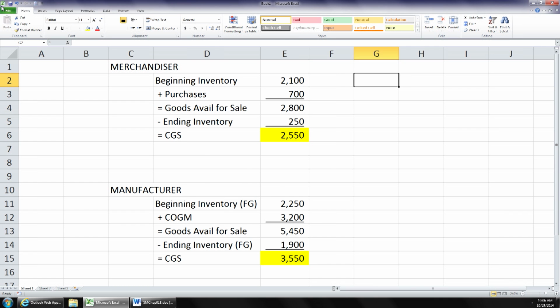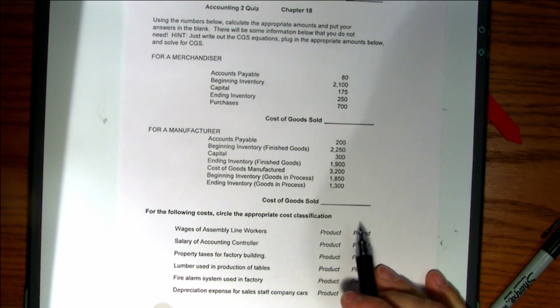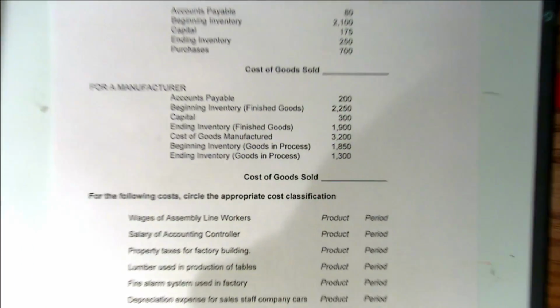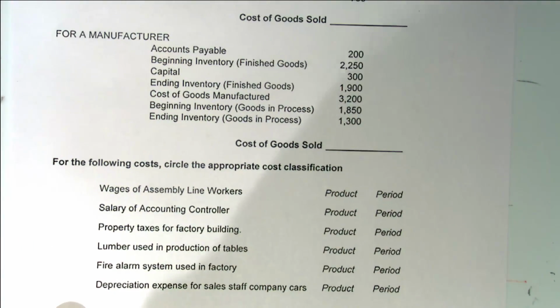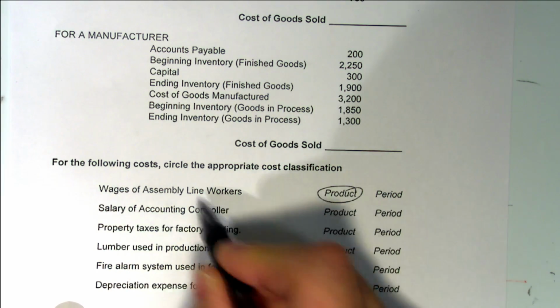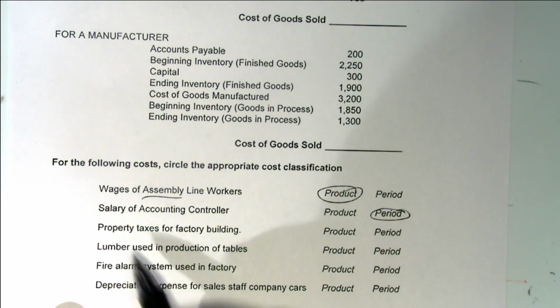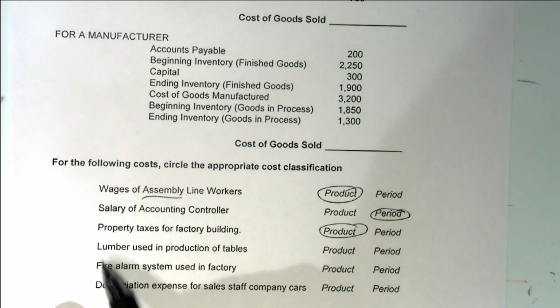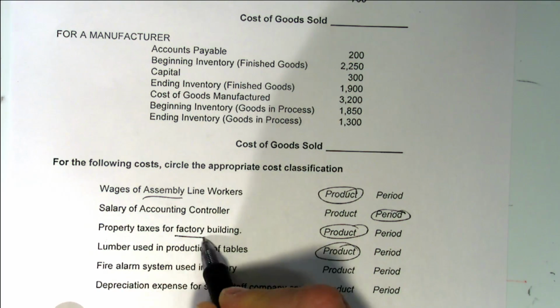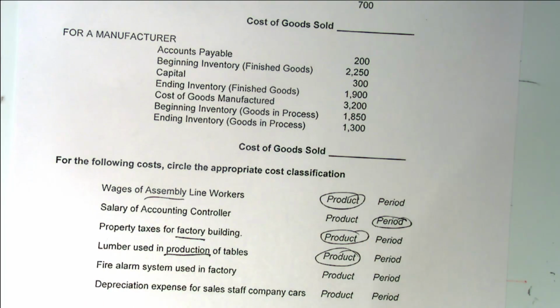All right, let's go to the doc cam now and differentiate between product versus period costs. For the following costs, circle the appropriate cost classification. Wages of assembly line workers, what is it? Product. You see the word assembly, by the way. Salary of accounting controller? Period. Property taxes for factory building? Product. Lumber used in production of tables? Product. And these had those words that we were looking for. They don't always have those words, but if you see those words, you know they're product cost.